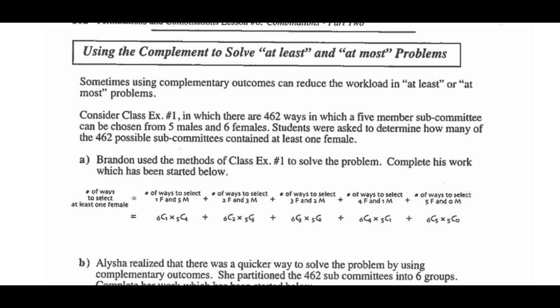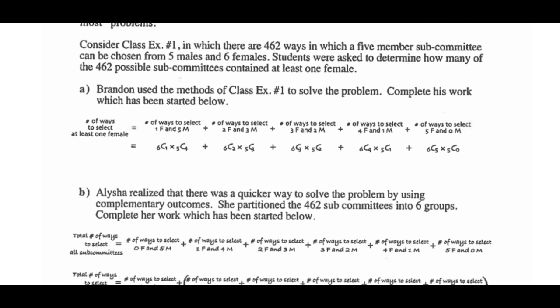Using the complement to solve at least and at most problems. Sometimes using complementary outcomes can reduce the workload in at least or at most problems. If we look at class example number 1, in which there were 462 ways in which a 5-member subcommittee could be chosen from 5 males and 6 females. Students were asked to determine how many of the 462 possible subcommittees contain at least 1 female. Brandon used the method of class example 1 to solve the problem, complete his work.